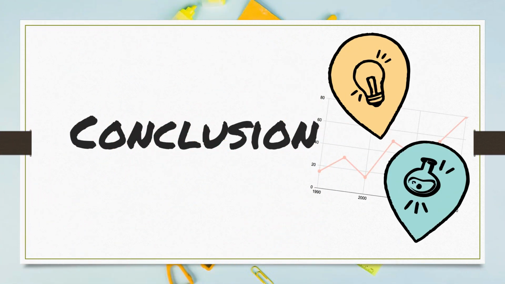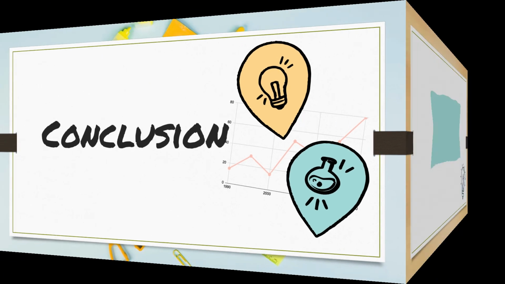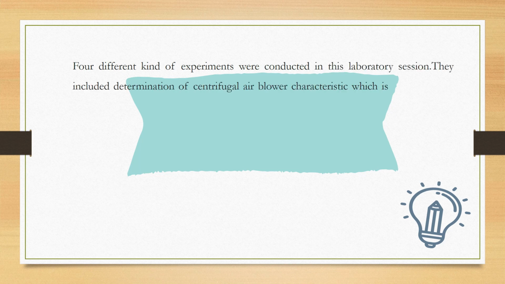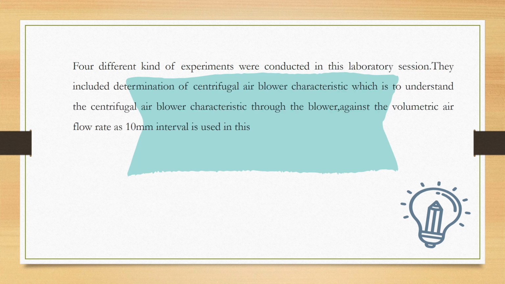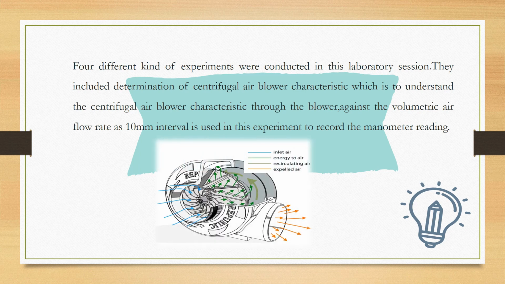In conclusion, we have done our very best even though there were some errors that occurred throughout this experiment, which have been discussed earlier. We successfully achieved the objective of each experiment that we have conducted. There are 4 different kinds of experiments conducted in this laboratory session. The first experiment is determination of centrifugal air blower characteristic, which is to understand the characteristic of the blower against the volumetric airflow rate.